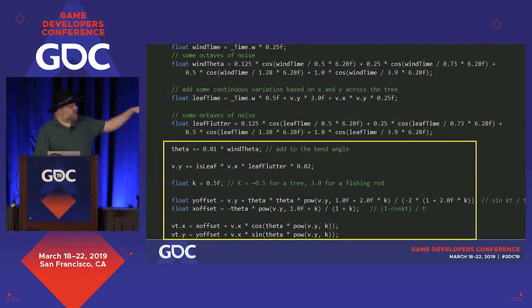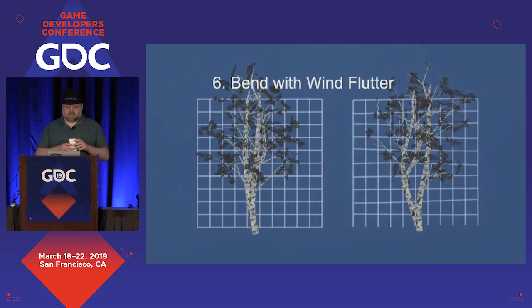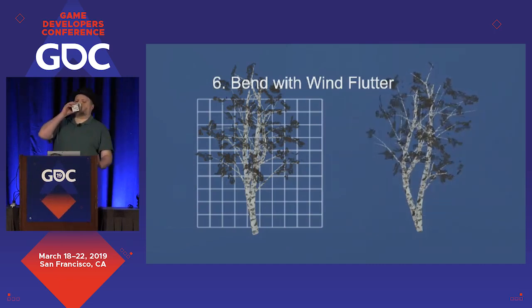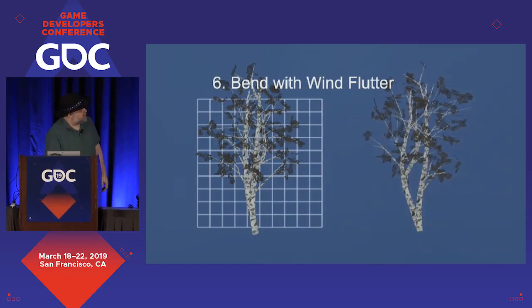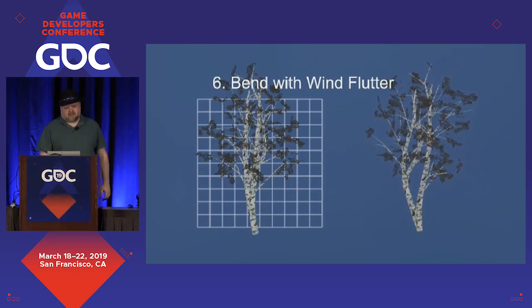But the key of it is this bottom part where I'm basically going, adjust my angle based on the wind, add a vertical offset to mimic leaf flutter before I do the transform. So the fluttering happens and then I bend. And then do the transform, which is the same code that we saw from earlier. And here's what it looks like. And it looks a lot more natural. The tree sways back and forth.